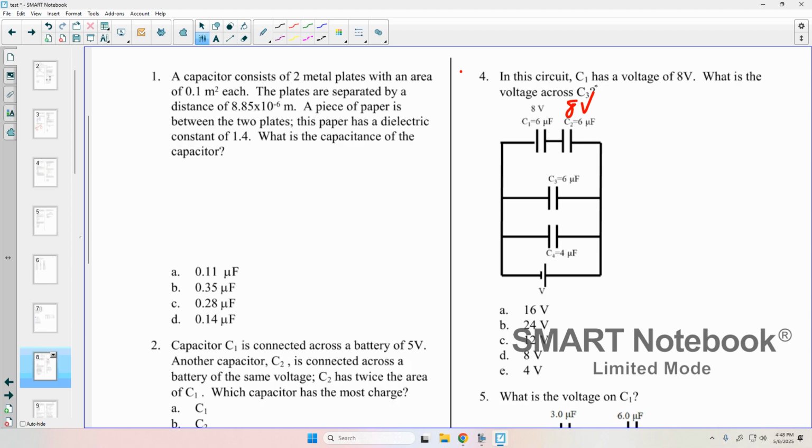That means that I have a total of 16 volts on this top branch, which means that I have also 16 volts here and 16 volts here, because capacitors in parallel have the same voltage, right? And so I have 16, 16, and 16. So the answer would be A, 16.